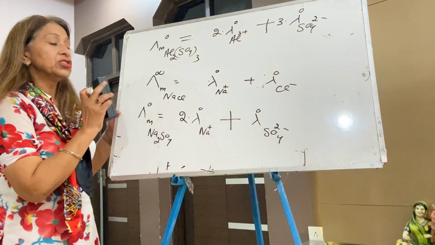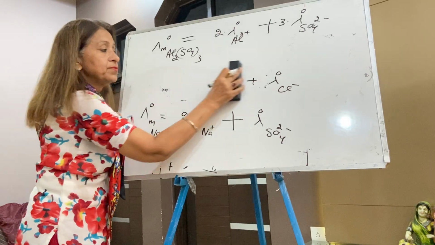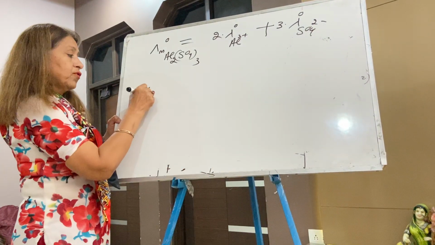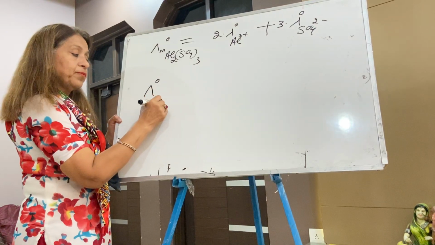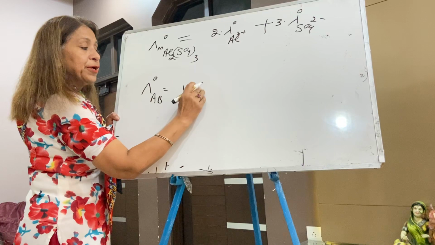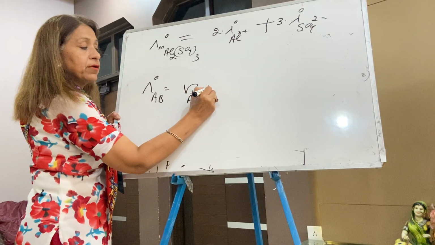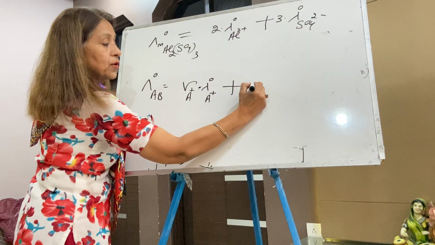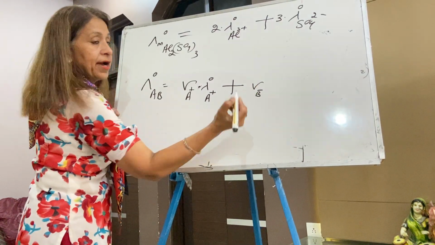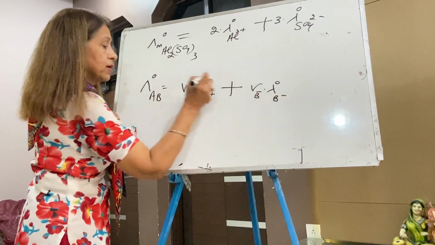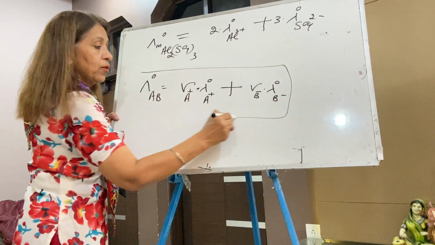Now I am writing in a general way. Write down lambda naught of AB is equal to nu of A plus multiplied by lambda naught of A plus ion, plus nu of B minus ion into lambda naught of B ion. So this is Kohlrausch law.